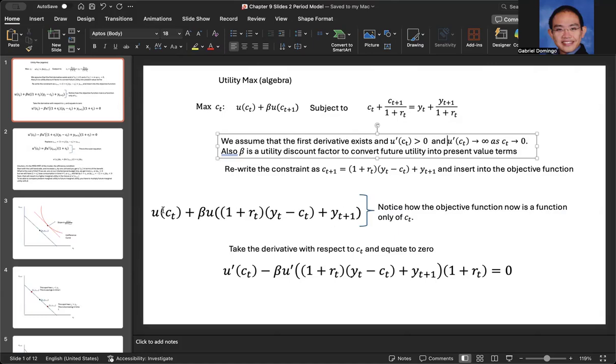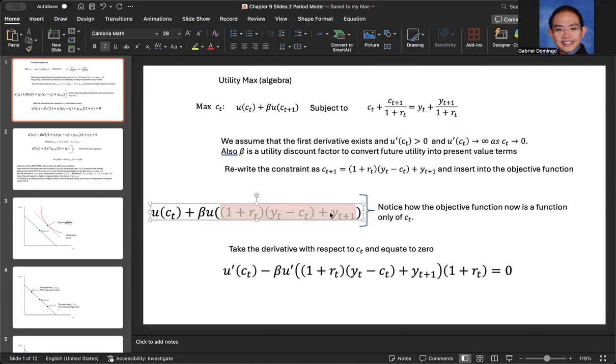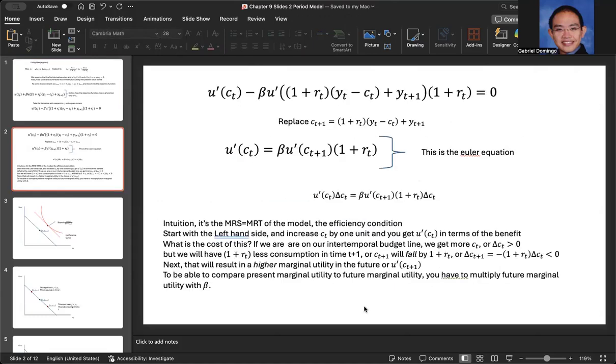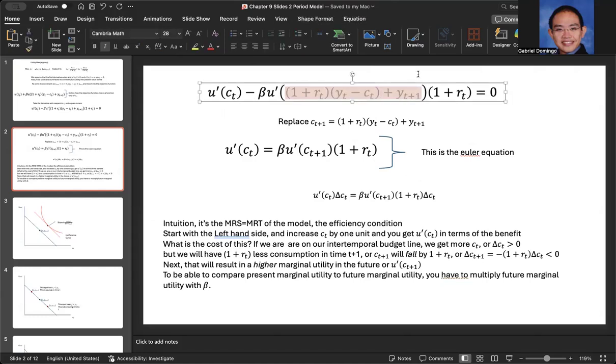So if you take the first derivative of this with respect to C_t, you'll get the following equation. So this is just the derivative of the first term here. And then the derivative of the second term is using the chain rule. You will get the derivative of the outer function, beta u prime. Then you get the derivative of the inner function here, which is negative (1 plus r). So you have a negative and then 1 plus r, and then you equate that to 0. So copying the equation again here, you replace the thing inside with C_t+1, and you move everything to the right-hand side. So the 0 is gone.